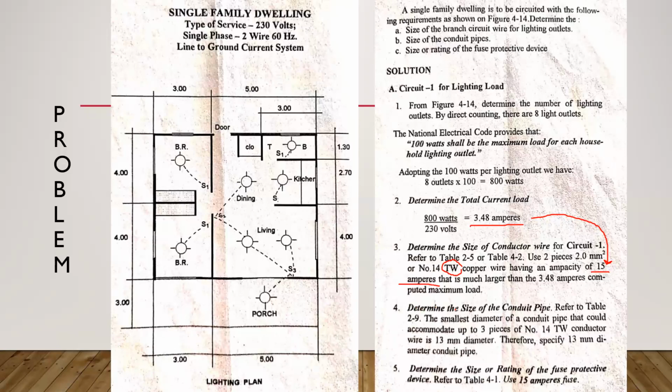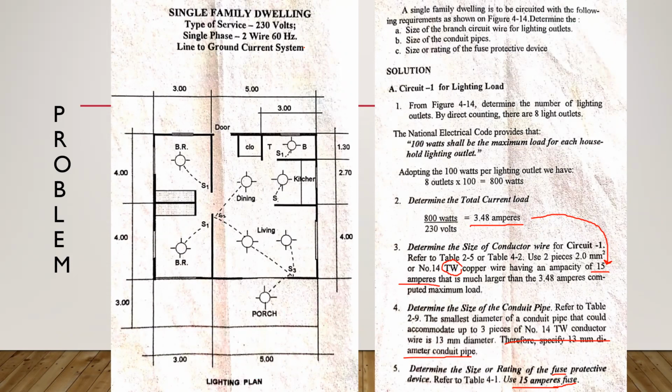So again, the size of our conduit pipe is therefore specify 13 mm diameter conduit pipe. And then again, yung ating size or rating ng ating fuse is 15 amperes, which is yung minimum para sa ating lighting layout plan. So dito nagtatapos yung ating simple illustration para sa ating lighting plan.